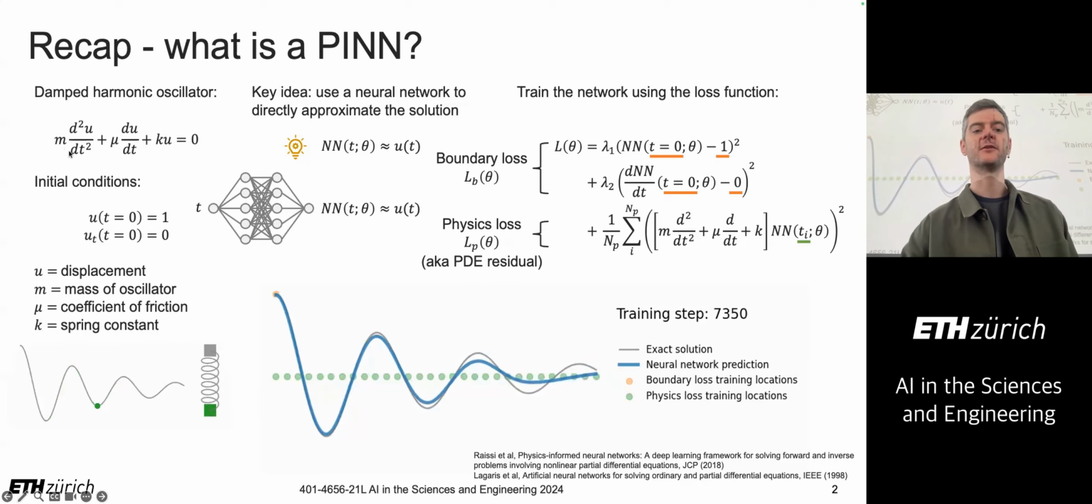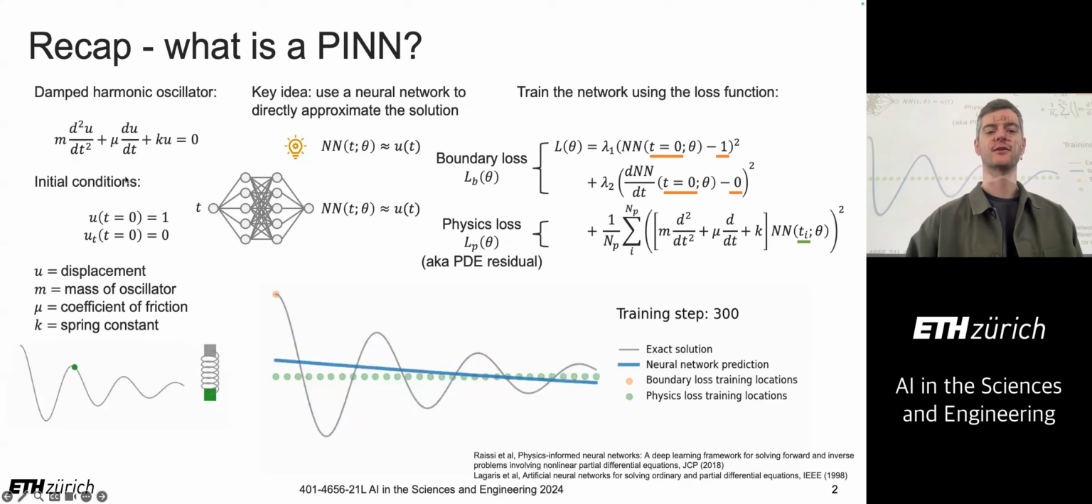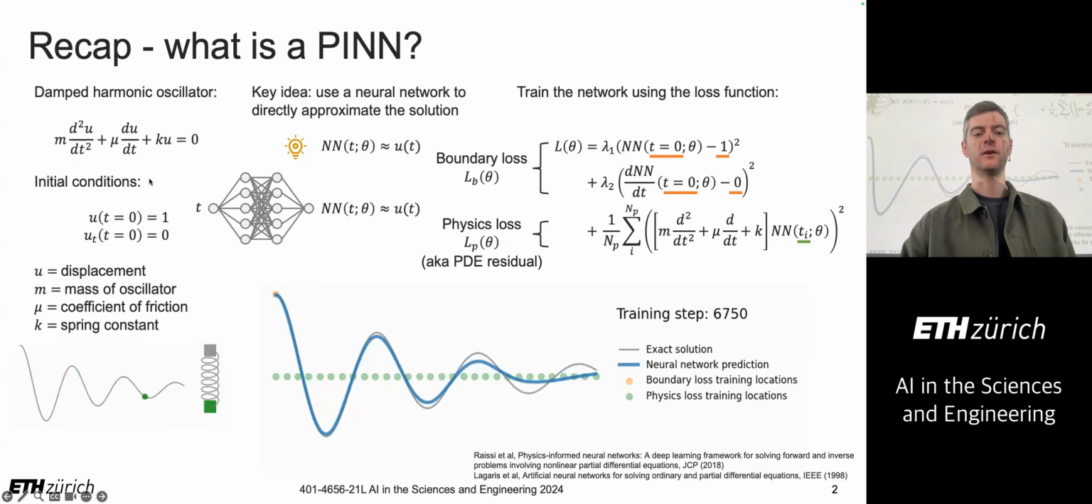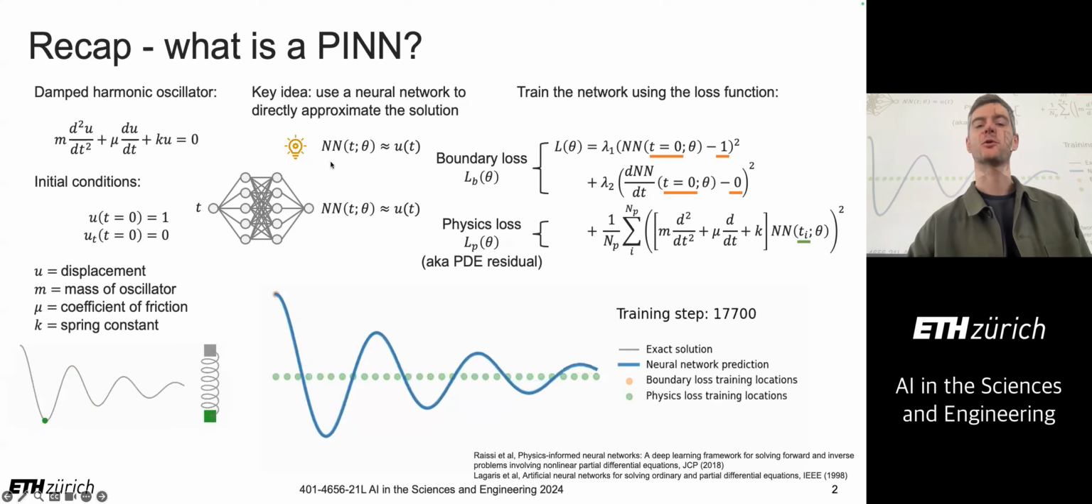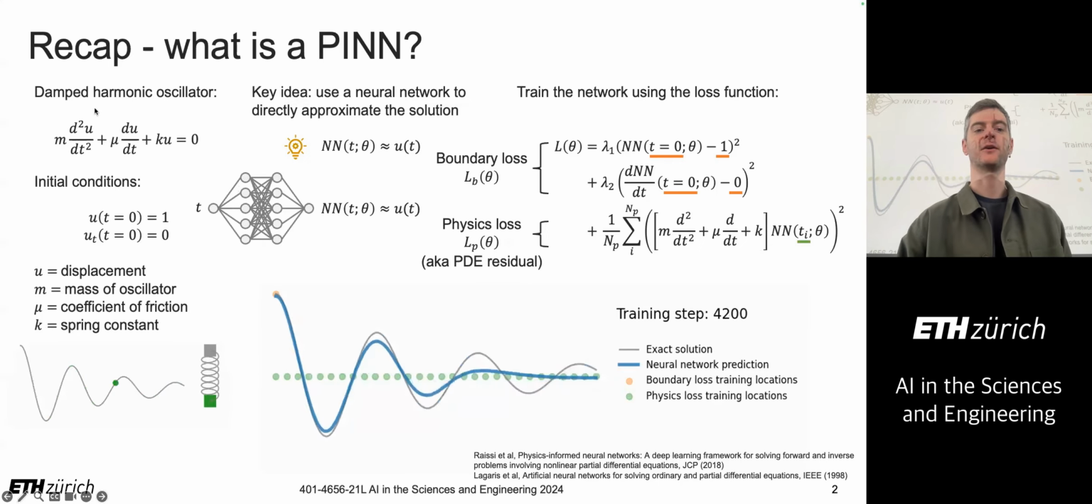Physics-informed neural networks are ways to solve differential equations or problems related to differential equations. The example on the slide here is the damped harmonic oscillator, which we looked at last lecture. The key idea of a PINN is very simple. It's just to use a neural network to directly approximate the solution to the differential equation. PINNs work for many different differential equations, not just the harmonic oscillator here. And this is what we always do.